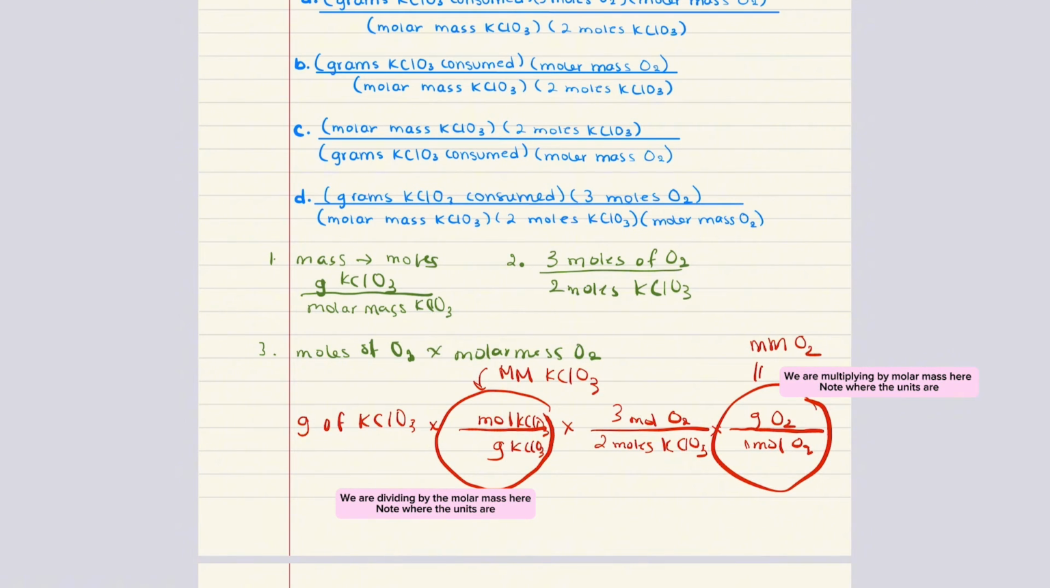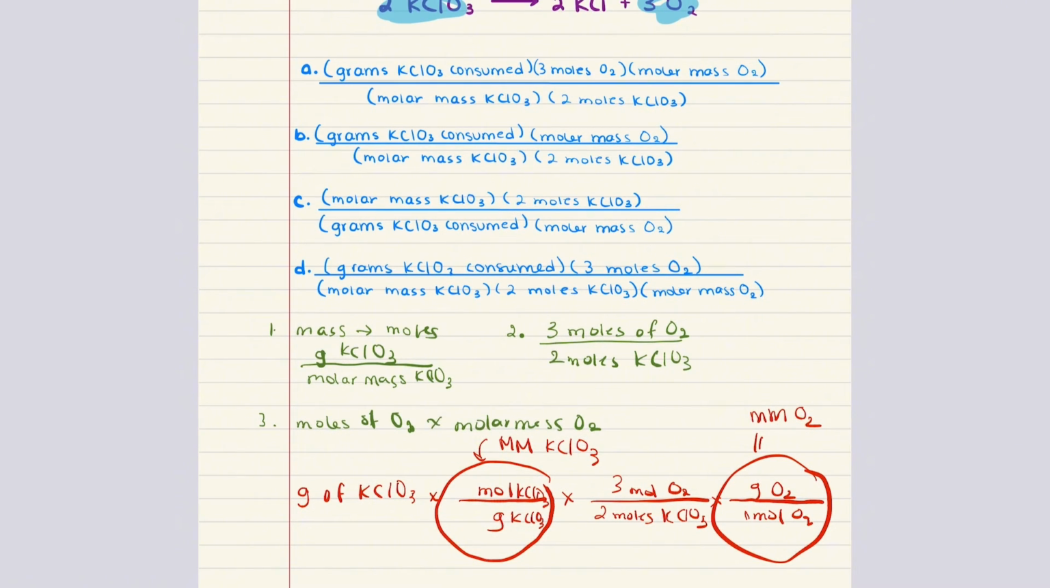All right, so keeping that in mind, let's go ahead and try to find which one of these answer choices has the correct setup. The first answer choice, we have grams of potassium chlorate consumed. That's what we're given. That's correct. It will be in the numerator.